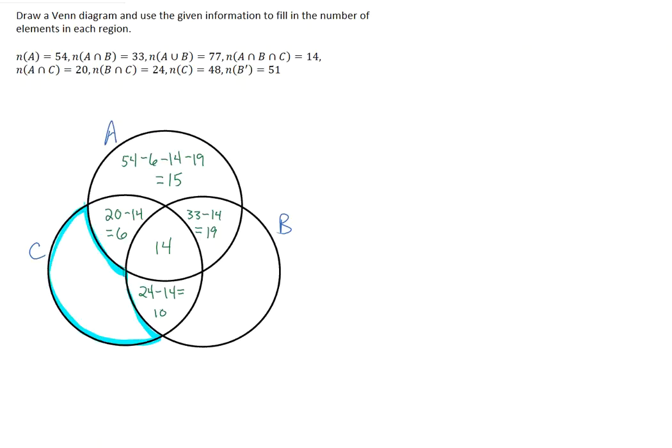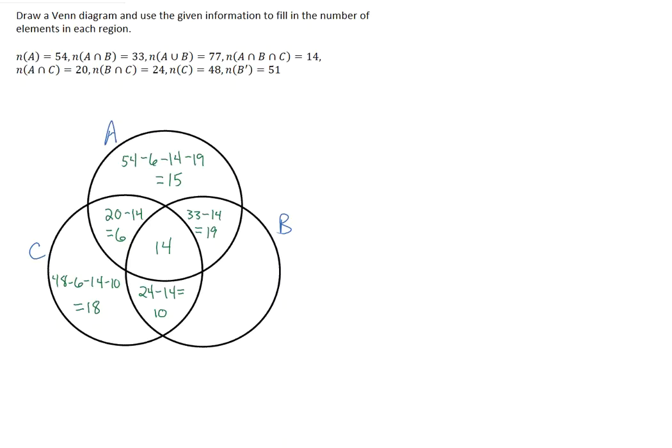So I look through all this gobbledygook of information they've given me, looking for something that tells me something specific about C. So here's where I found that. They give me the cardinality of C. So doing this is going to be like what we did with that other region for A. We're going to take that 48 and subtract off all the regions of C that we already know. In other words, we're going to take 48 minus 6 minus 14 minus 10, and that gives us 18.